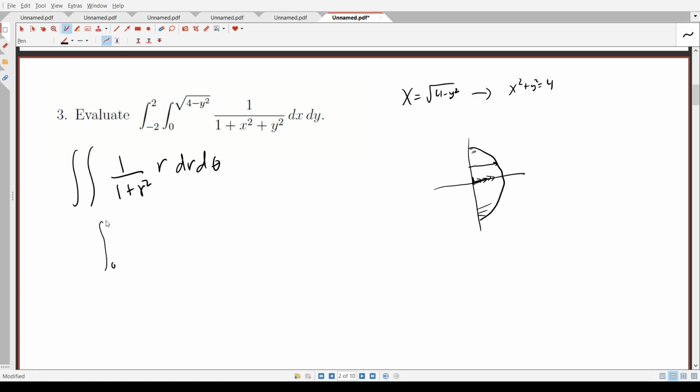So the radius goes from 0 to 2, and the integrand is r over 1 plus r squared dr. And theta, we can do this in a number of ways, but let's start here at minus pi over 2 and swing all the way around to pi over 2. So r goes from 0 out to 2.